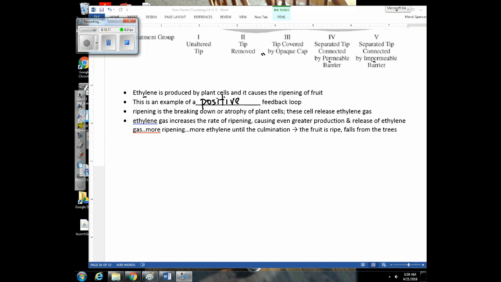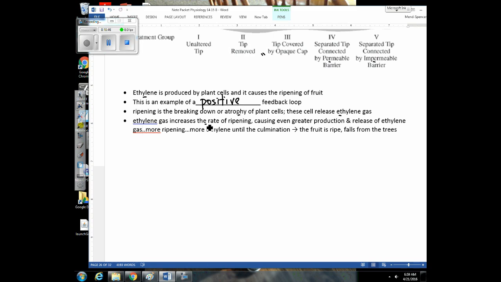Whenever cells ripen, whenever fruit ripens, what is happening is these cells are actually breaking down. The sugars are breaking down, their cell membranes are breaking down, and that's what's happening whenever a piece of fruit is slowly ripening over time. Now, whenever these cells break down or atrophy, same thing, then these cells are going to release ethylene gas. Ethylene gas actually triggers more ripening and more breaking down of these cells. So ethylene gas itself increases the rate of ripening. More cells are going to start to break down because they're receiving the signal, the stimulus, which is ethylene gas.